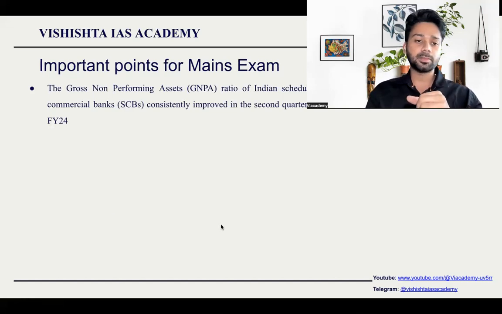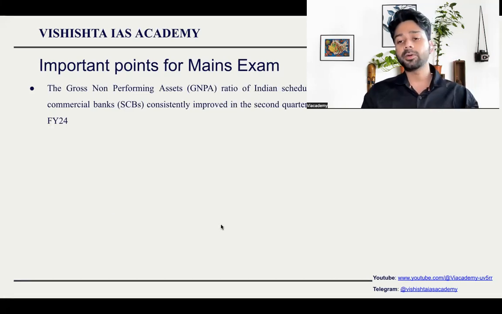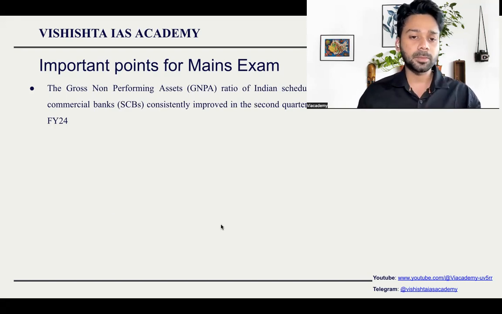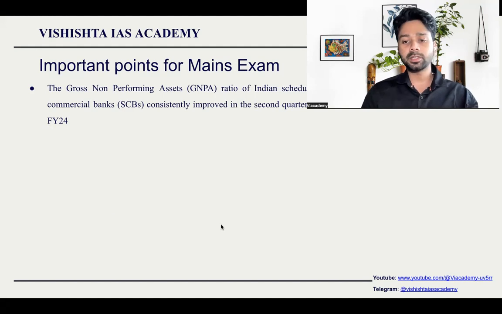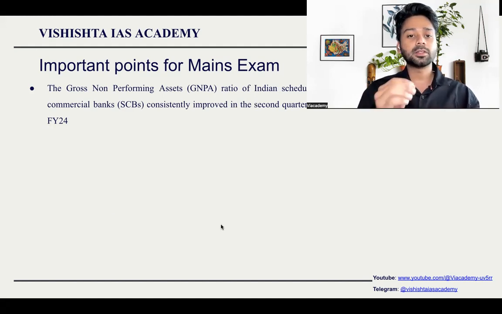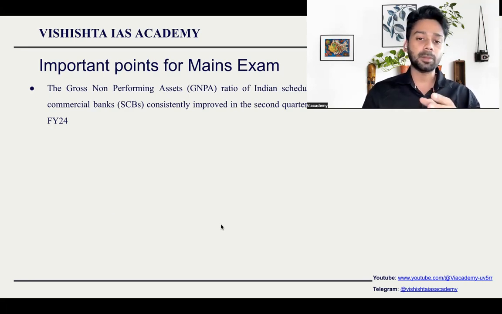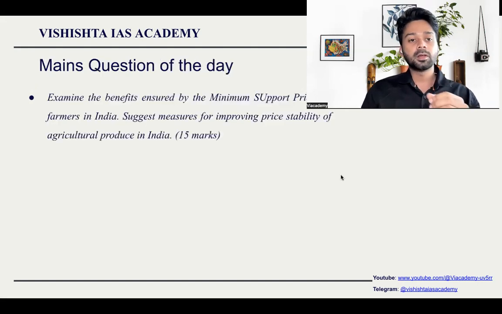Important point for mains examination: the gross non-performing asset ratio of India's scheduled commercial banks has reduced in recent times, which is excellent news. This shows that the non-performing assets in banks have declined. So banks have more independence to provide new loans and to invest more. So this shows that the Indian economy is going to grow in the upcoming years.